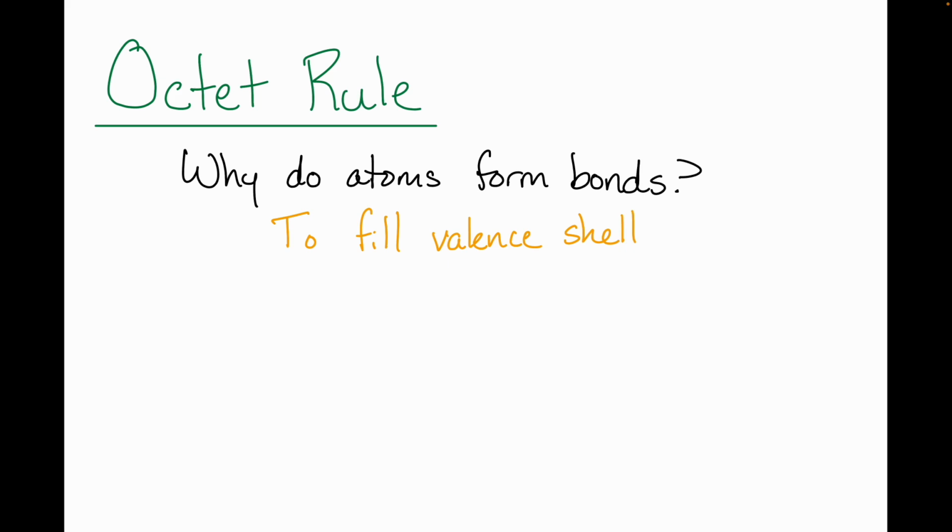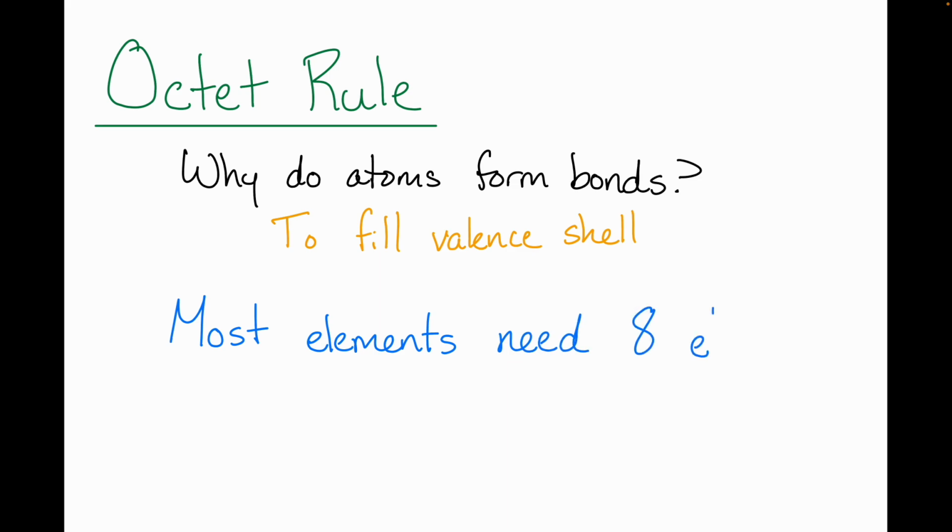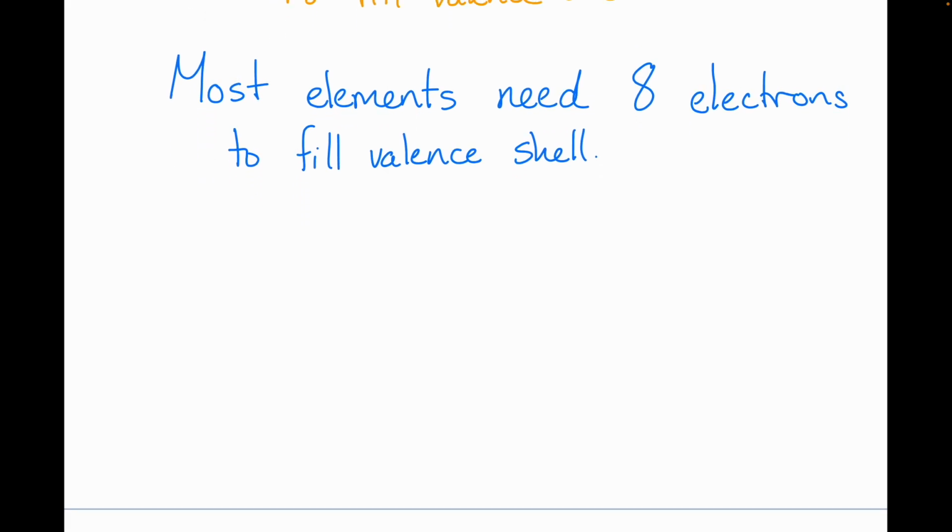And why do we call it the octet rule? Because most elements need 8 electrons to fill that valence shell. We call it the octet rule because most elements on the periodic table want 8 electrons in order to fill their valence shell. But of course, I have this caveat word in there, most. So there are some exceptions to this rule.